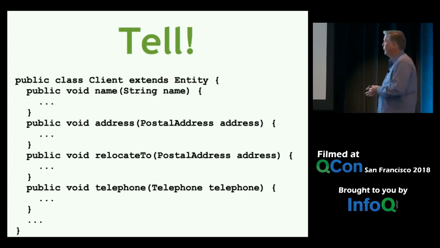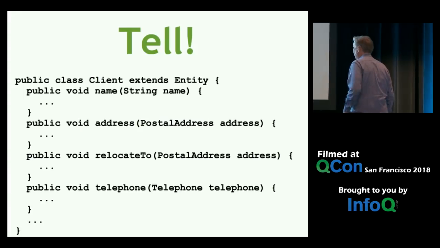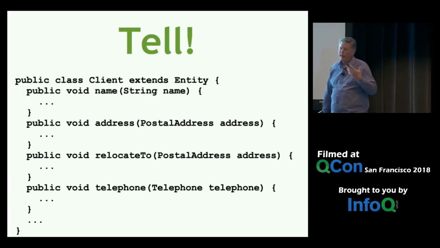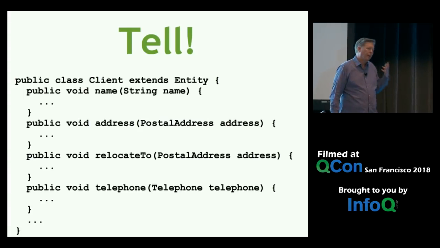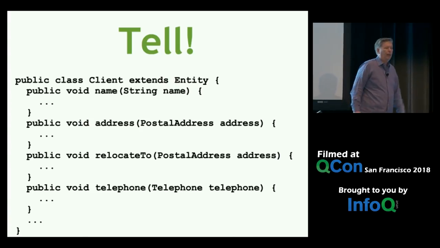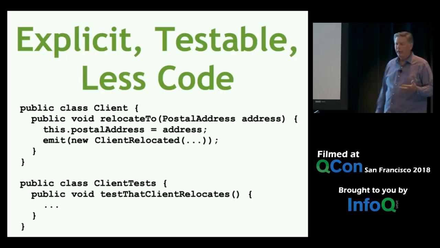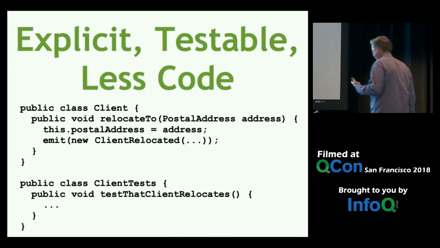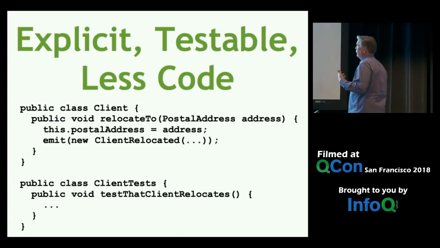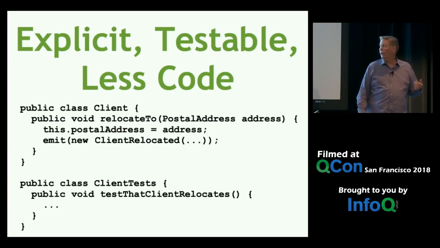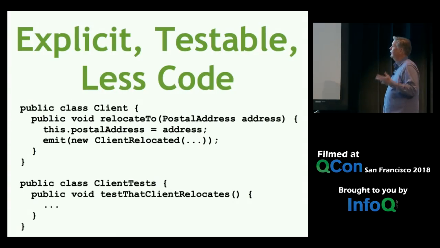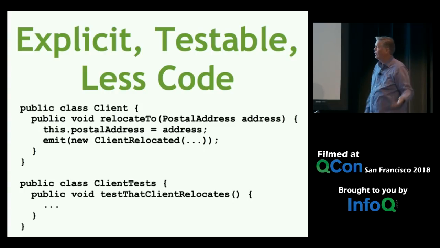to other microservices or bounded contexts who need to know this, who need to consume that nugget of factual knowledge that says, we need to react to this. This is a reactive system. Okay? And notice that this client is now testable. Look, just a couple lines of code. Relocate to is setting an address value object, but it's also emitting an event, client relocated. This is how the downstream knows.